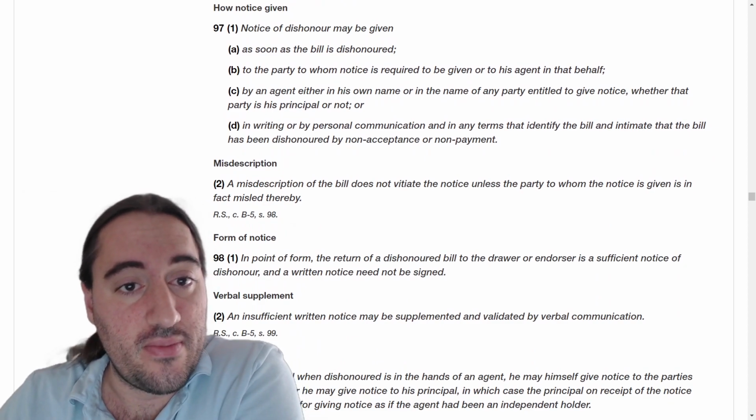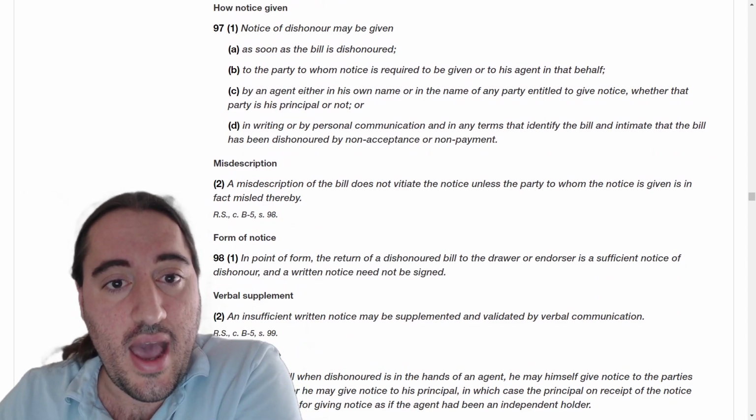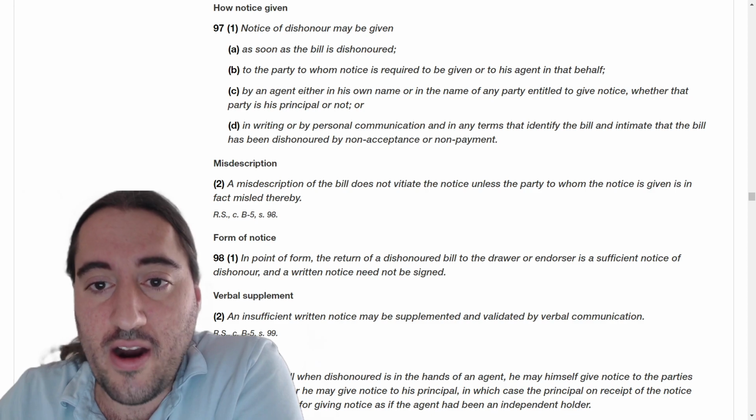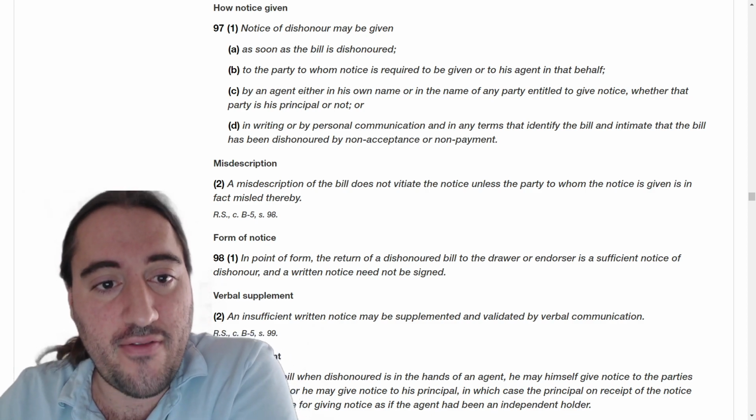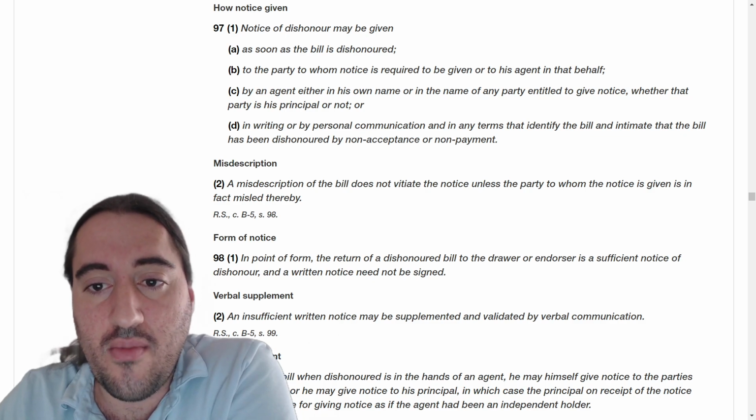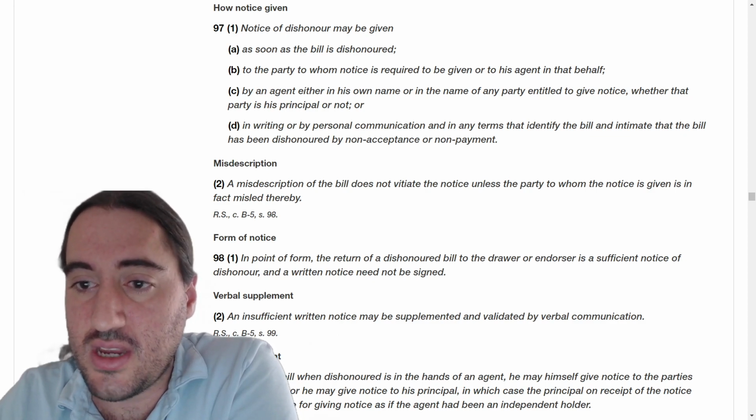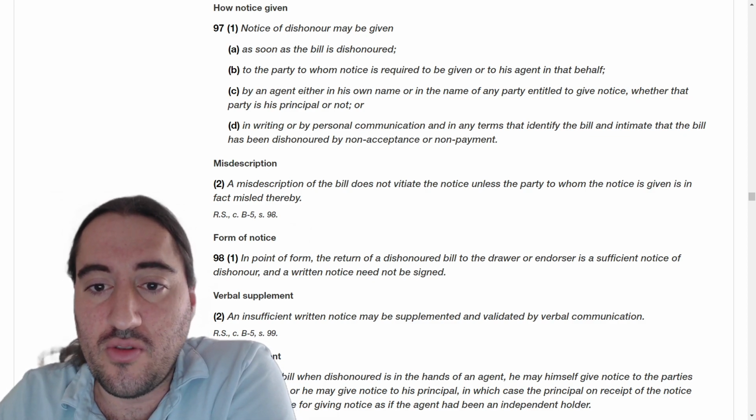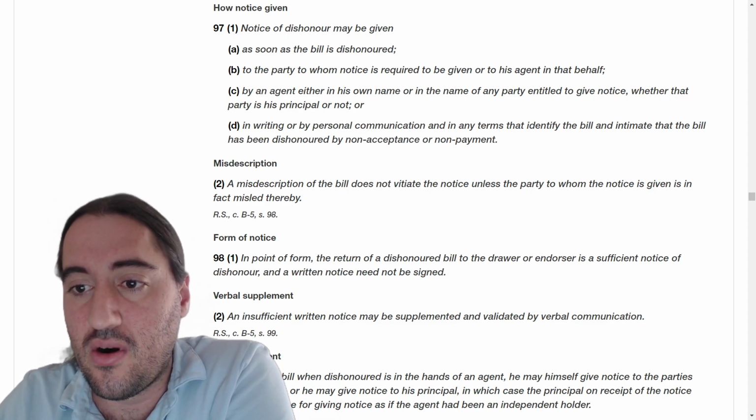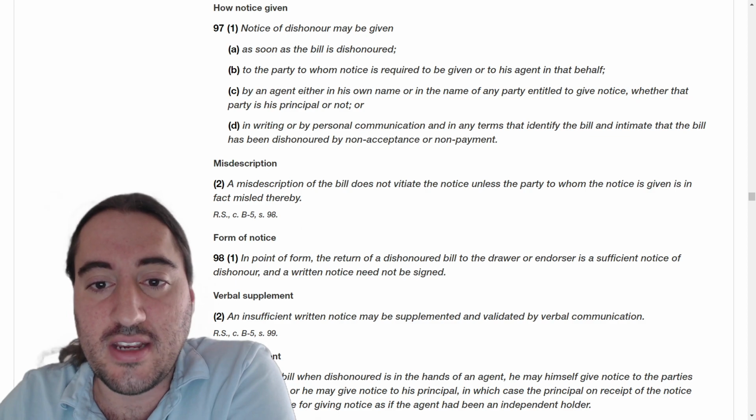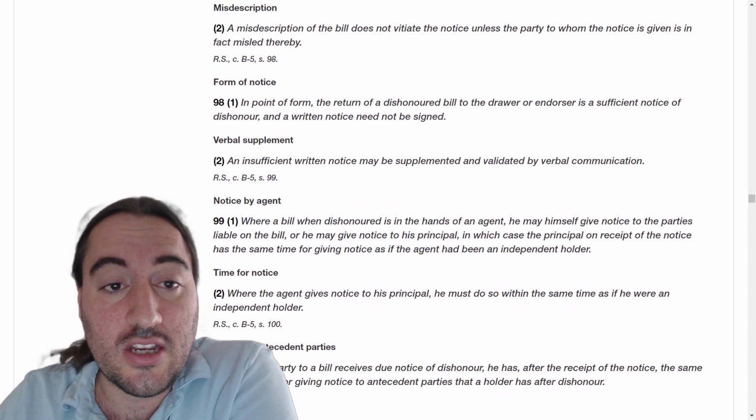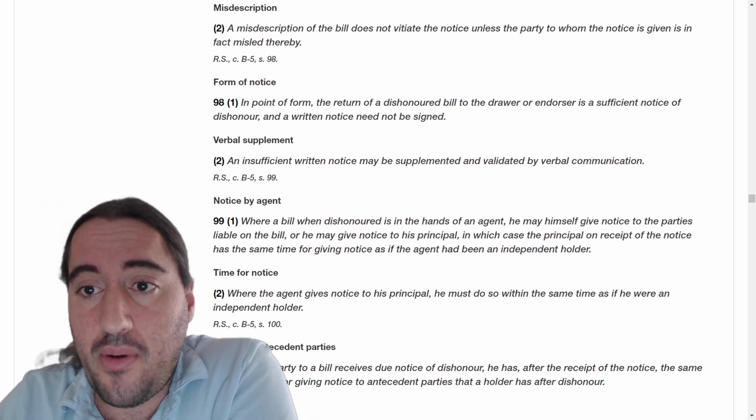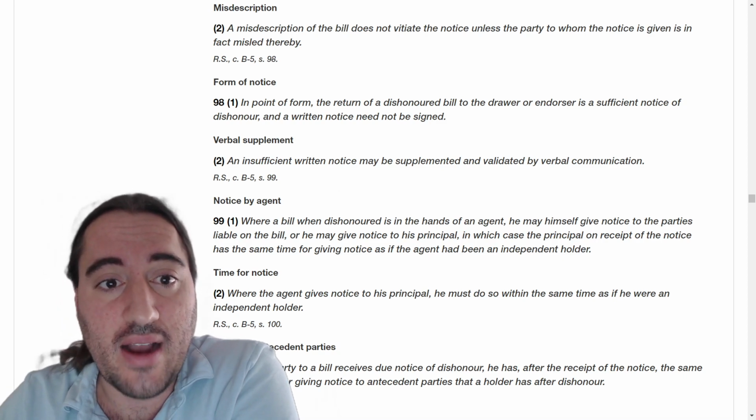How notice given? 1. Notice of dishonor may be given, A. As soon as the bill is dishonored. B. To the party to whom notice is required to be given, or to his agent in that behalf. C. By an agent either in his own name or in the name of any party entitled to give notice, whether that party is his principal or not. D. In writing or by personal communication, and in any terms that identify the bill and intimate that the bill has been dishonored by non-acceptance or non-payment. Misdescription. A misdescription of the bill does not vitiate the notice unless the party to whom the notice is given is in fact misled thereby.